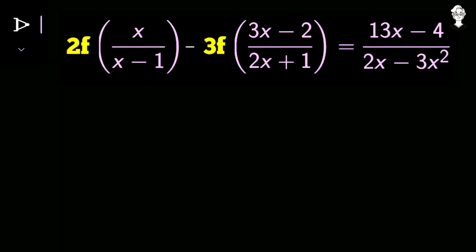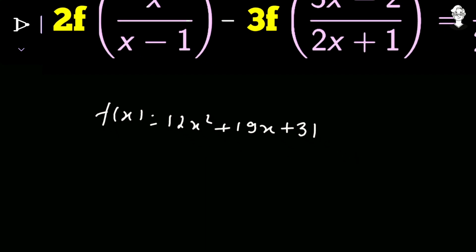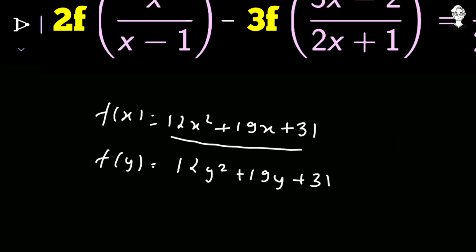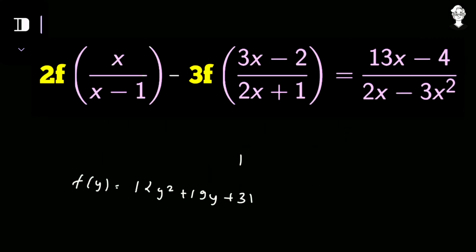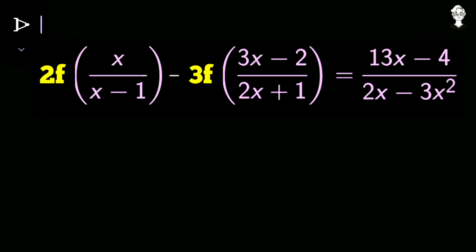So first of all, let us see a very basic thing related to the function. If we have a function f of x that is equal to 12 times x square plus 19 times x plus 31, and it has been asked to find the value of f of y, what we have to do is just replace x with y. So f of y is 12 times y square plus 19 times y plus 31. What we can observe is that whichever variable you like, you can just replace it in that whole thing, f of that variable, and that changes in the equation that is given as f of x. And here we can see that the same function has been utilized in this equation but on different values, that is x upon x minus 1 and 3 times x minus 2 upon 2 times x plus 1.